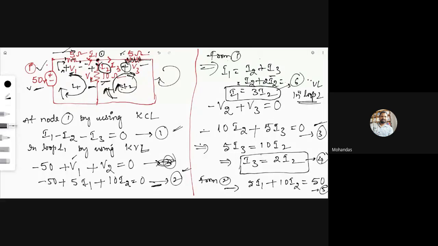From 6 and 5, substitute the I1 value here. You will get I2. After getting I2, get I1 and I3 also. Solve it and tell me.